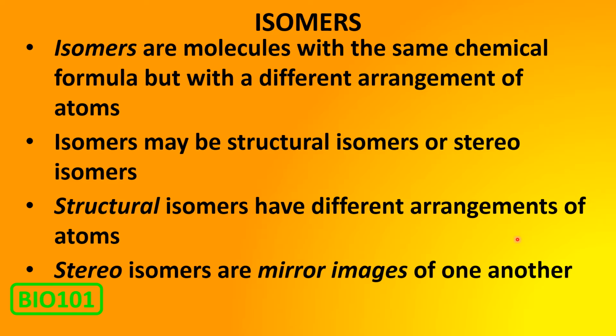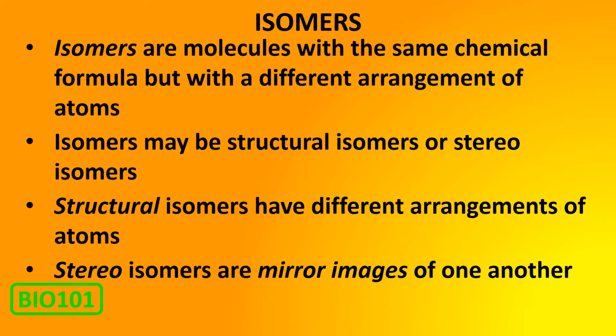Isomers are molecules with the same chemical formula but with a different arrangement of atoms. They may be structural isomers or stereoisomers. So we're going to see the same chemical formula but different arrangement of atoms in a different order. Structural isomers, I'll show you a picture in a minute, have different arrangements of atoms. Stereoisomers are mirror images of one another. So it's like you take a molecule and you shine it in a mirror, right?